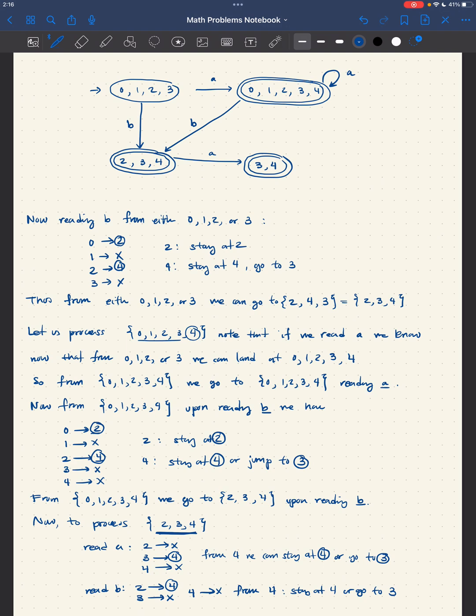Well, that means that upon reading a B from any of the states that we have here, we can either go to 4 or to 3. But that's already indicated as a state here. So I'm going to simplify this by indicating just a comma. Because now from either 2, 3, or 4, we would go to either 3 or 4 by reading either A or B. Good.